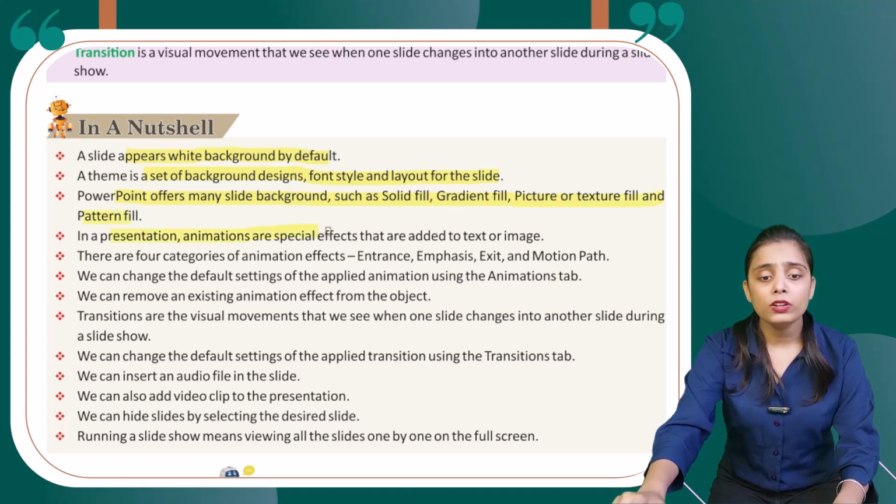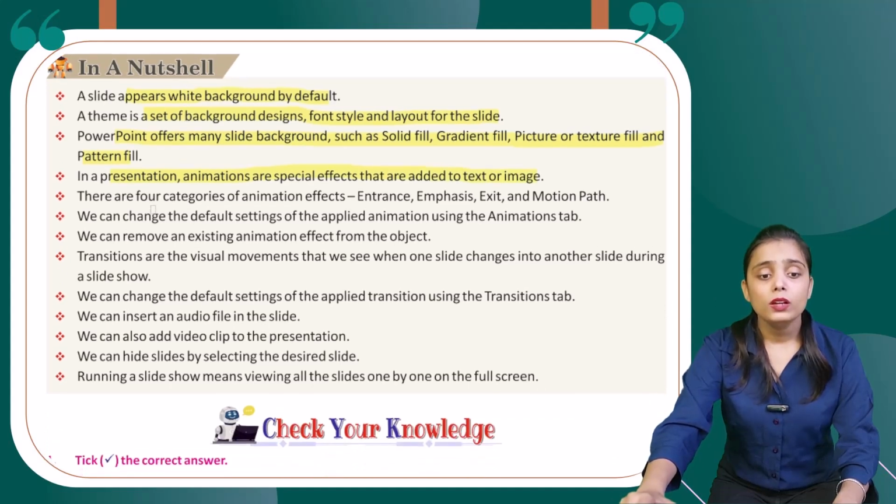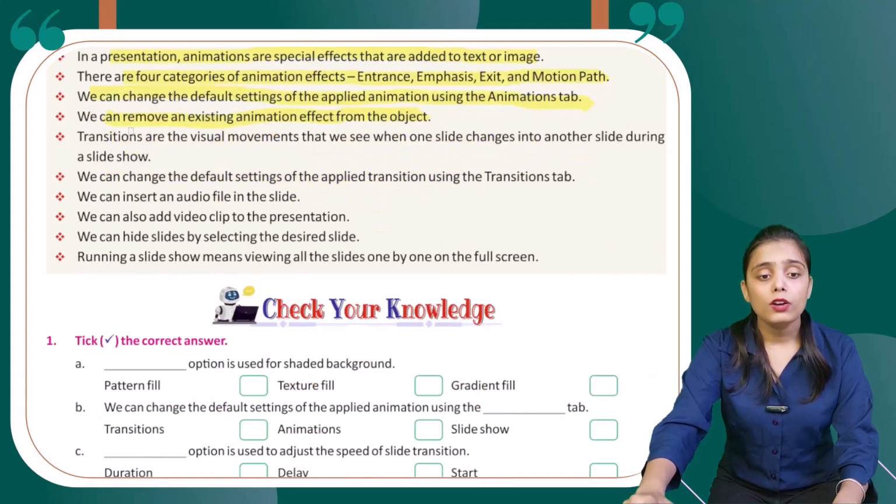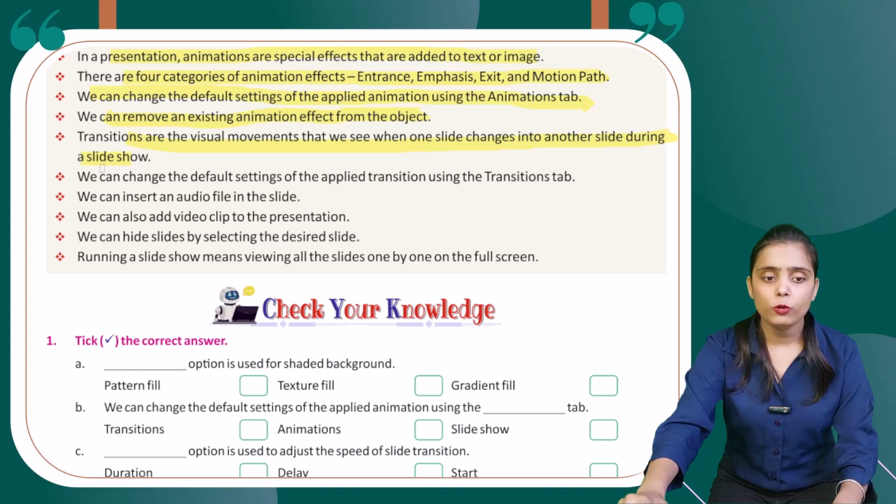PowerPoint offers many slide backgrounds such as solid fill, gradient fill, picture or texture fill, and pattern fill. In a presentation, animations are special effects that are added to text or images. There are 4 categories of animation effects: entrance, emphasis, exit, and motion path. We can change the default setting of the applied animation using the animation tab. We can remove an existing animation effect from the object. Transitions are the visual movements that we see when one slide changes into another slide during a slideshow. We can change the default setting of the applied transition using the transition tab.